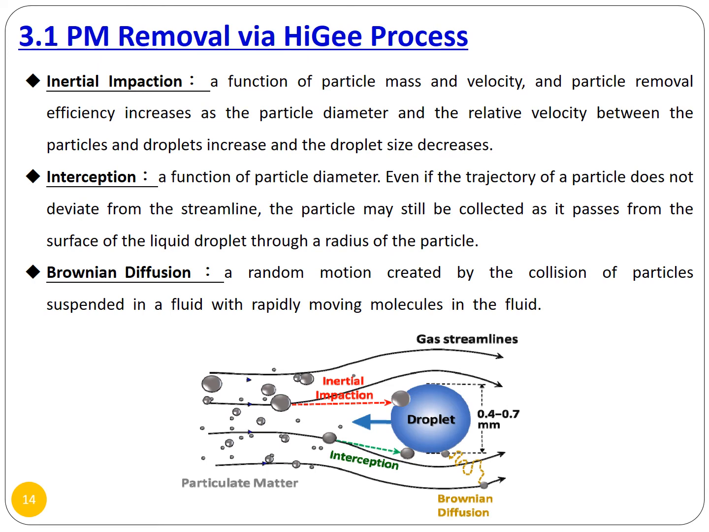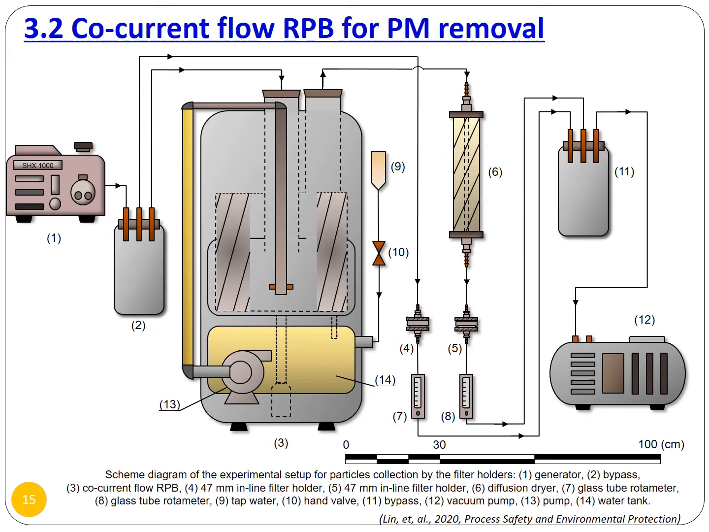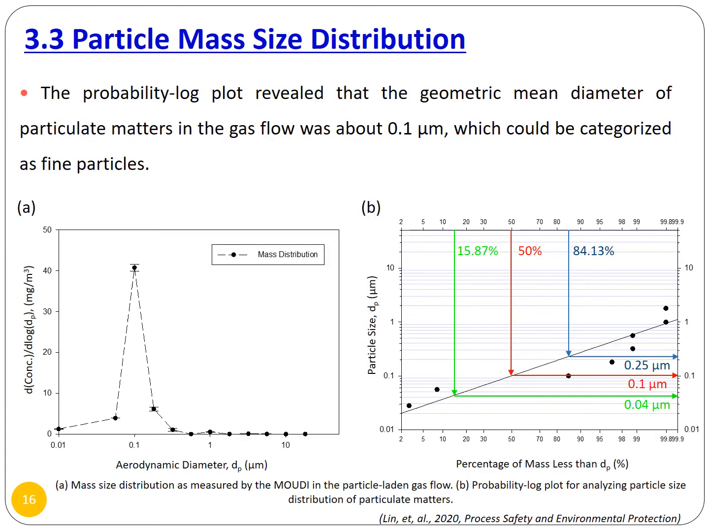The third part is about the particulate matter removed by the RPB process. The mechanism is about inertial impaction, interception, and Brownian diffusion. It's similar to the wet Venturi scrubber. And this is our experimental setup for the cross-flow type RPB for PM removal. The emission source is a diesel power generator.